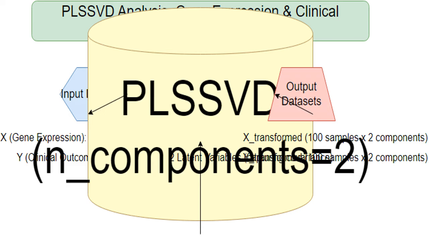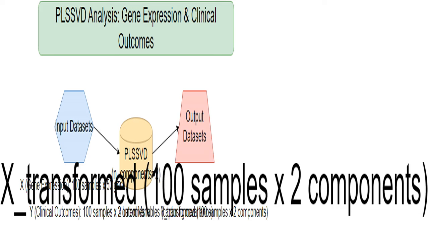I'm using partial least squares singular value decomposition, PLSSVD. It's a fancy statistical technique that helps me find relationships between my 2 datasets. I'm setting n_components to 2, which means I want to find only the 2 most important features that explain the relationship between the gene expression data, X, and the clinical outcomes, Y.